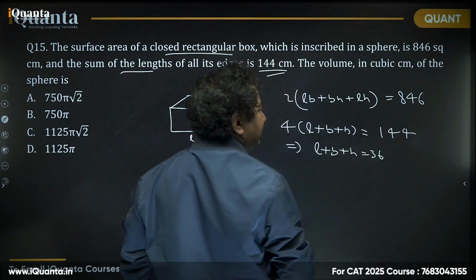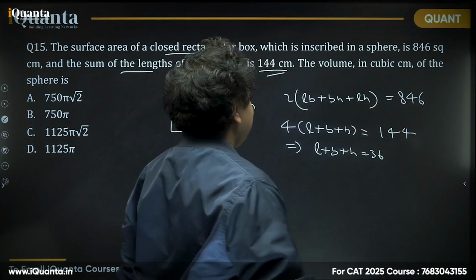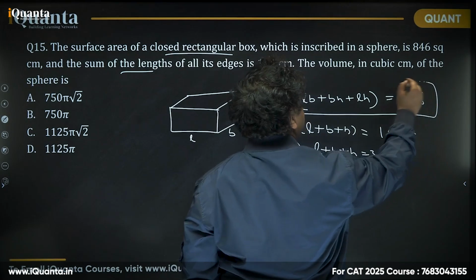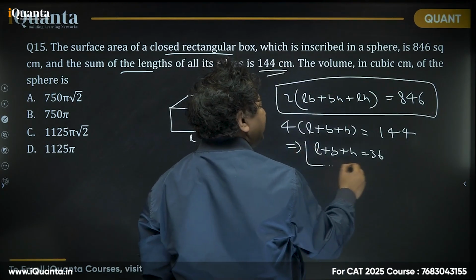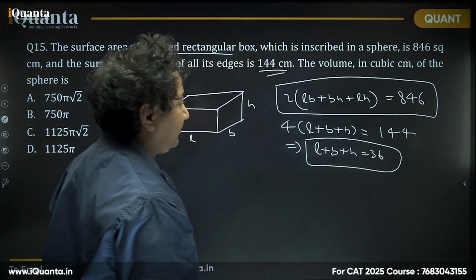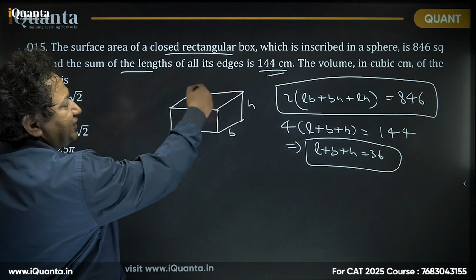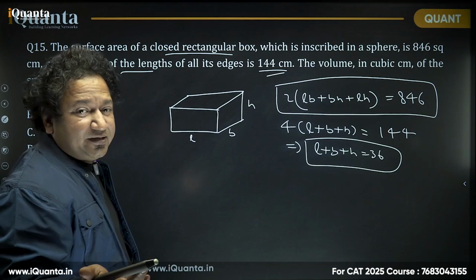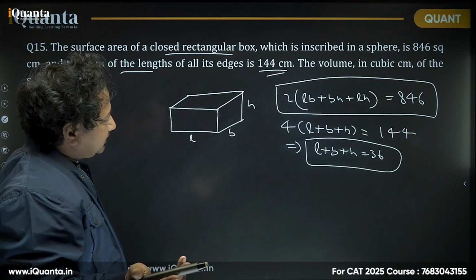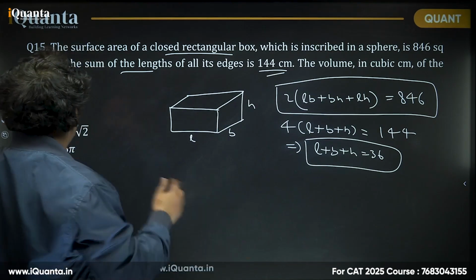You might be surprised I didn't divide the first by 2. Anyways, you'll get to know it soon. This is the first equation, this is the second equation, which we will be using. Well, this box is inside the sphere. Obviously, if I make a sphere here, there's no way I can make a 3D sphere. We'll have to imagine it. So I can do one thing.